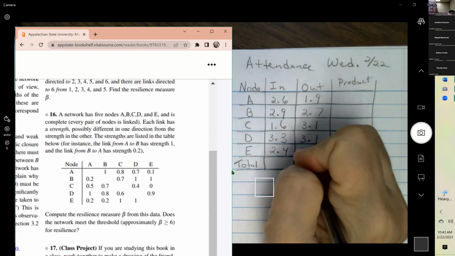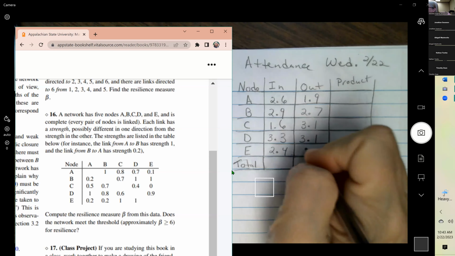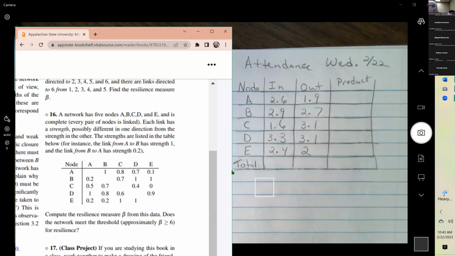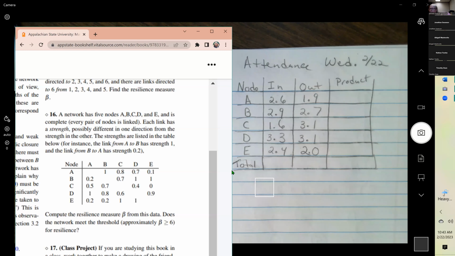Wait, I already added that one. Are they matching? Yes. Okay.